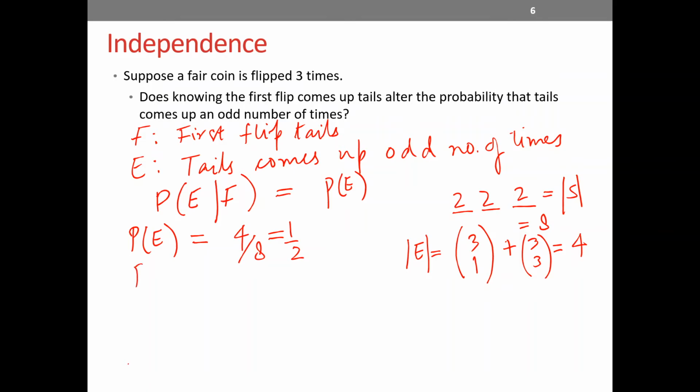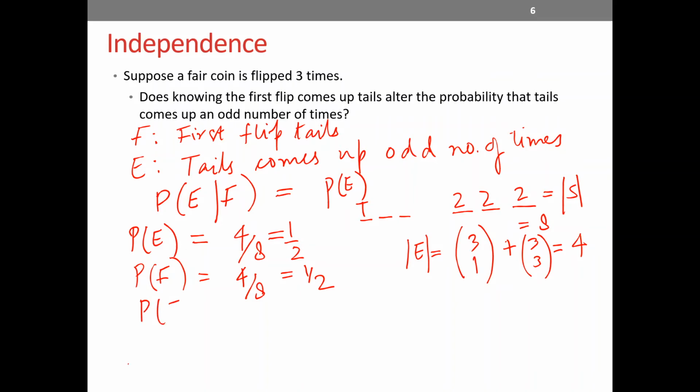Now I need to get the probability of F, that the first flip is tails. So with 3 tosses, a tail must come on the first flip no matter what happens in the others. There are 4 ways of having this out of the total of 8, which is again 1 over 2.